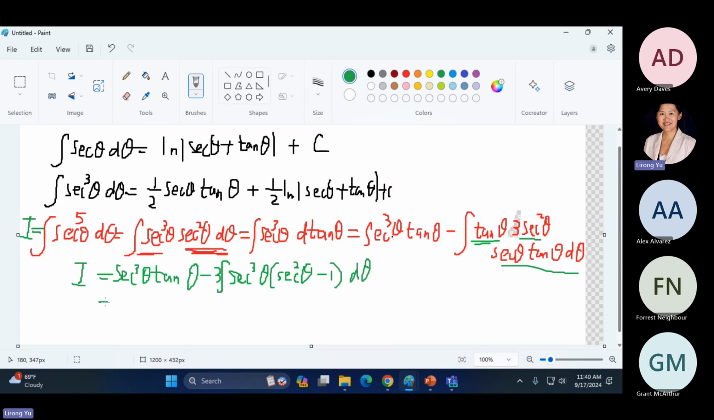So this is equal to secant cubed theta tangent theta. There's a fast way of doing this. Minus 3 times secant to the power 5 of theta. That's really equal to the I that we started with, plus 3 times secant cubed of theta.